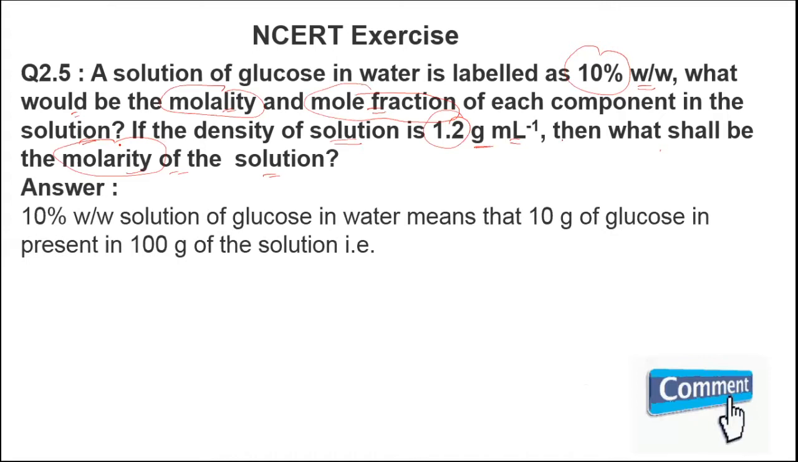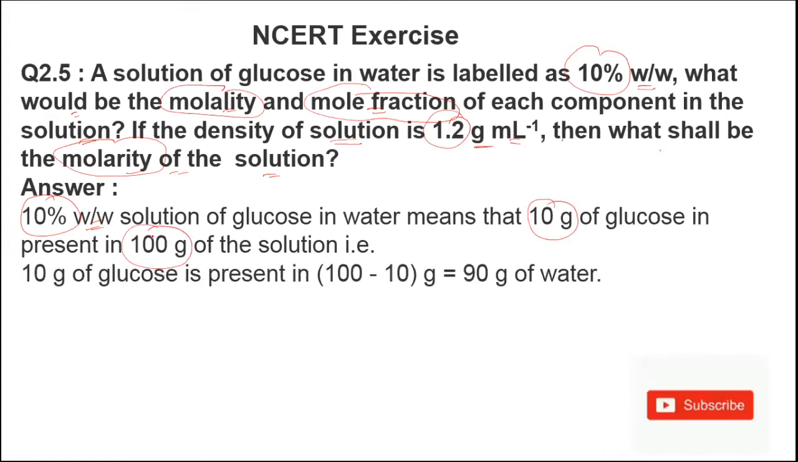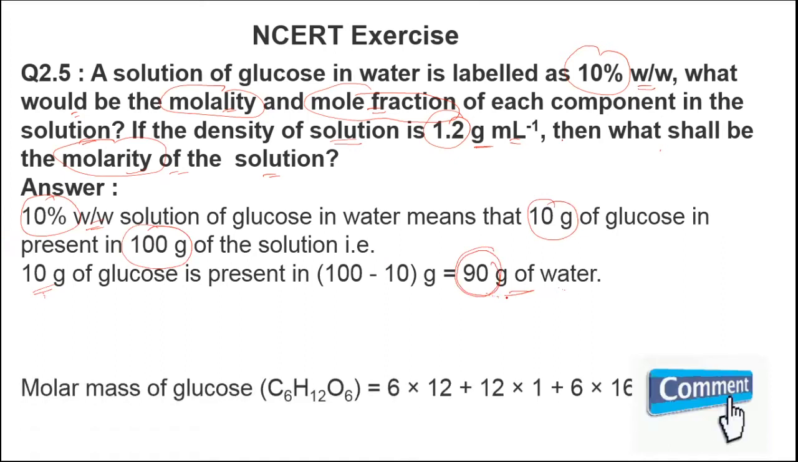First, we understand what is the meaning of 10% weight by weight. It means 10 gram of glucose is present in 100 gram of solution. Here, glucose is 10 gram and the amount of water is 90 gram, which is a solvent. So 10 gram is the weight of solute, 90 gram is the weight of solvent.